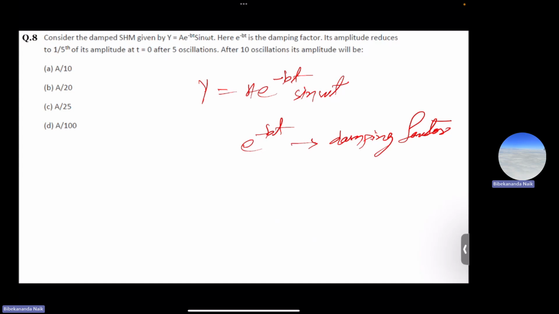So this is a damped simple harmonic motion, so its amplitude will go on decreasing with each time period. Here the amplitude reduces to 1 by 5th of its value at t equals 0 after 5 oscillations. Then after 10 oscillations, what will be the amplitude? So I'll give you a few minutes and then we will discuss what will be the correct answer.